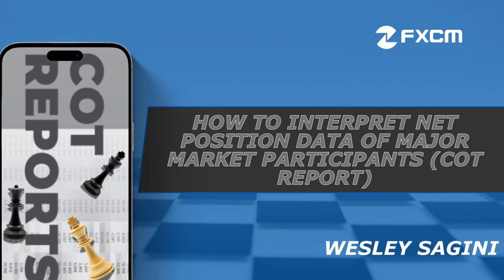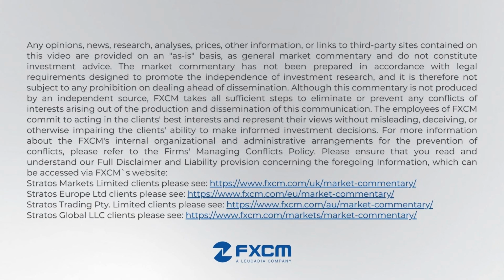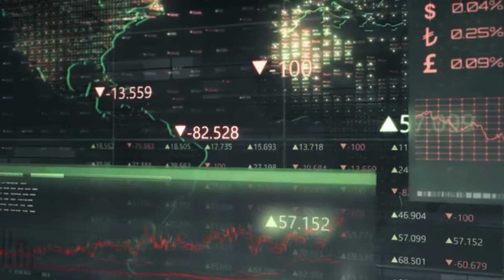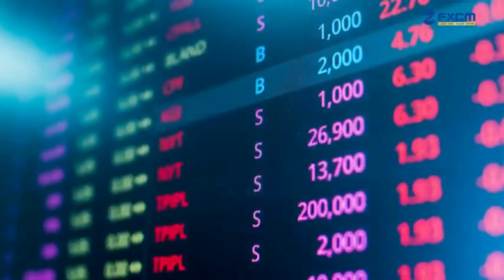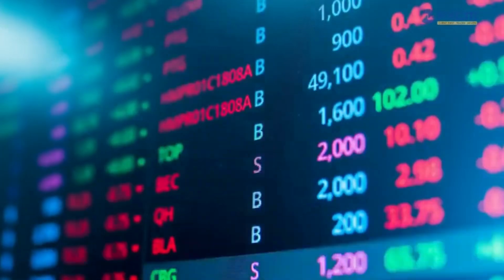How to interpret net position data of major market participants, COT Report. The Commitments of Traders, COT Report, published weekly by the U.S. Commodity Futures Trading Commission, CFTC, offers valuable insights into the positioning of major players in the futures markets. Traders use this data to analyze market sentiment and anticipate potential price movements in Forex, commodities, and indices.